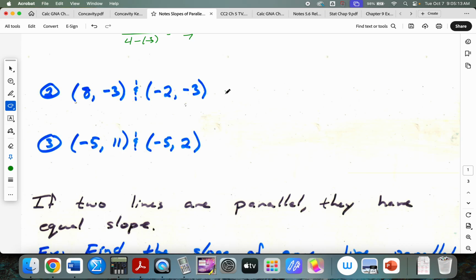All right, and then for this, the slope would be negative 3 minus negative 3 over 8 minus negative 2, which is 0 over 10, which is equal to what? 0.